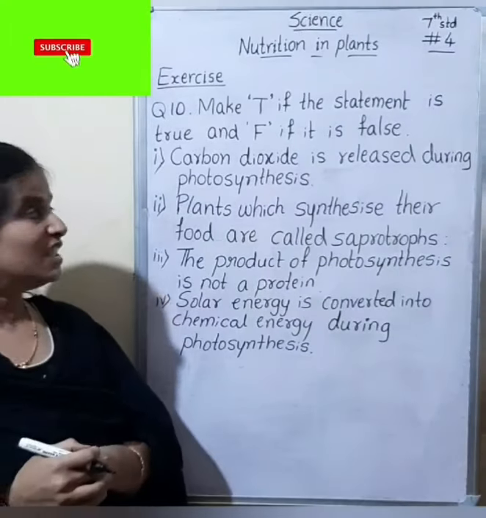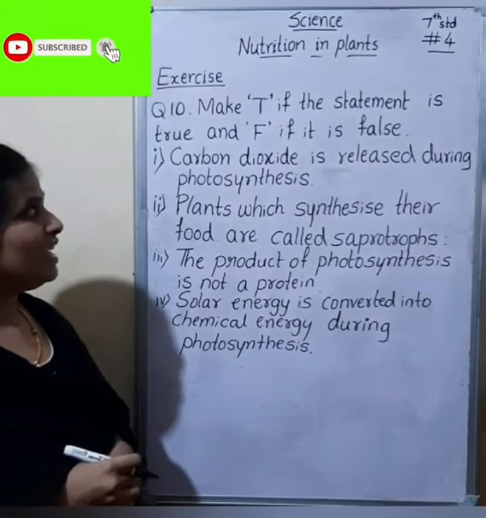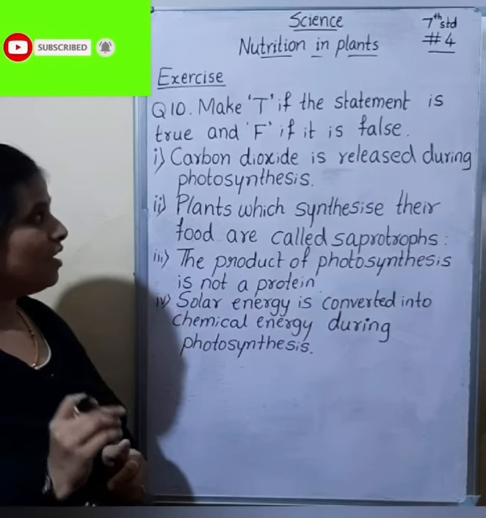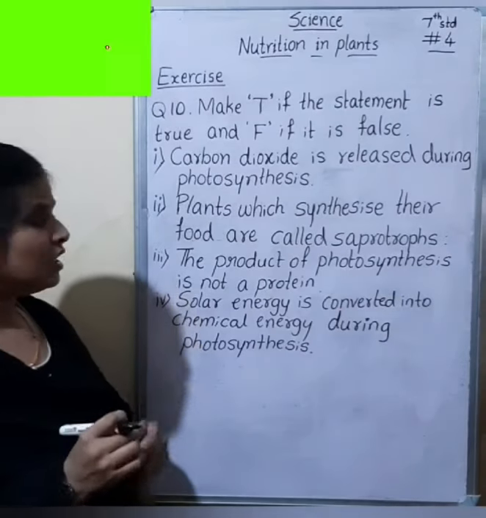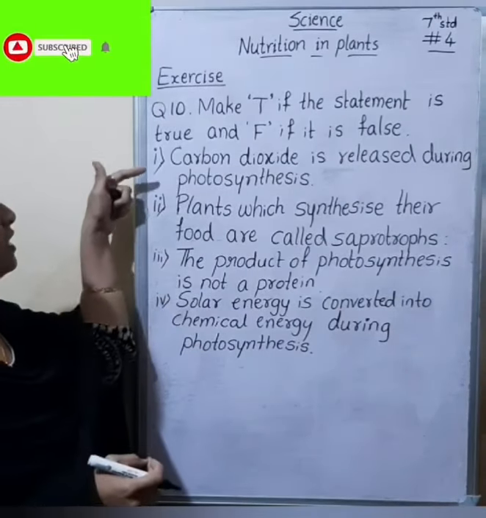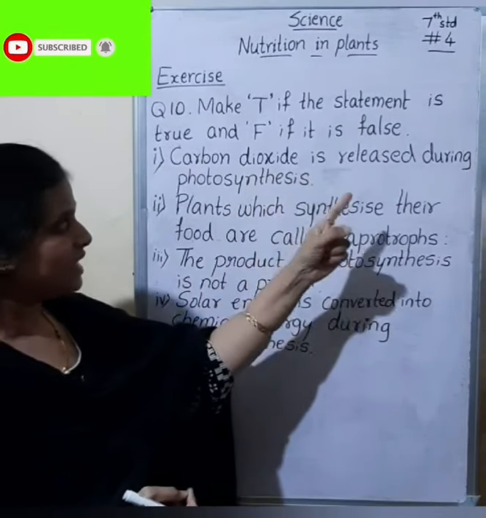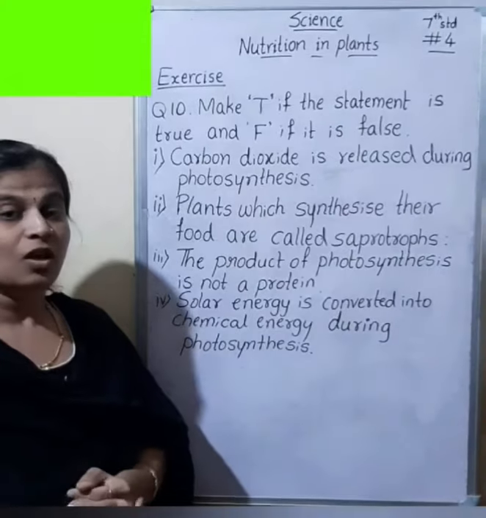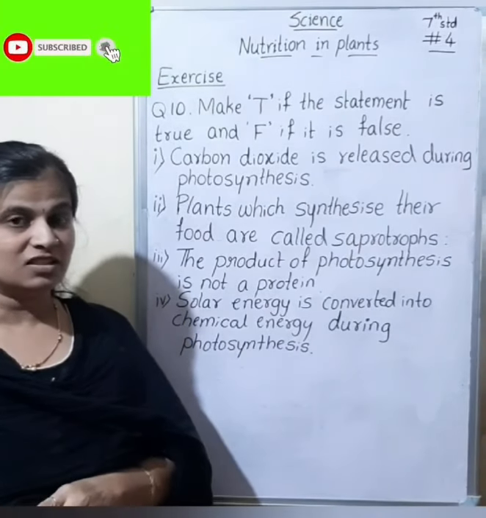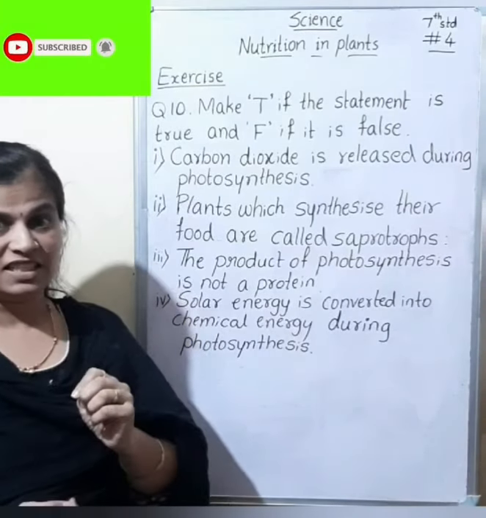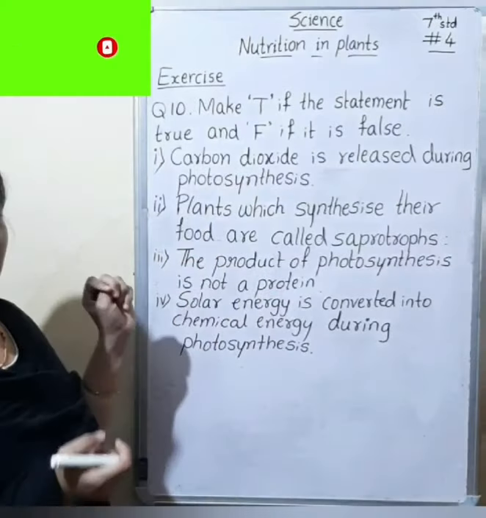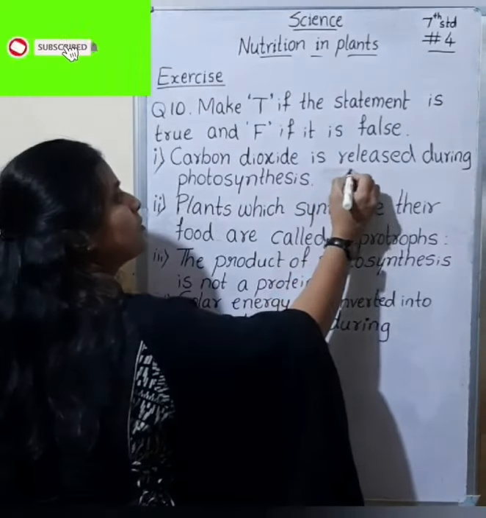So here we are with the 10th question. Make T if the statement is true and F if it is false. There are 4 statements. Let me read the first statement: carbon dioxide is released during photosynthesis. What is released during photosynthesis? Oxygen is released. So this statement is false.